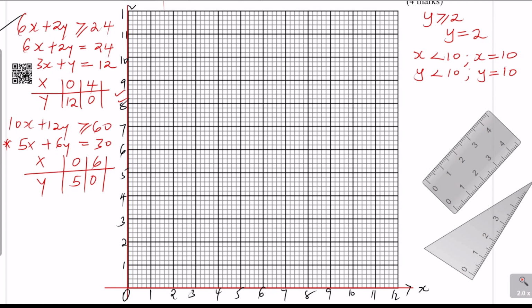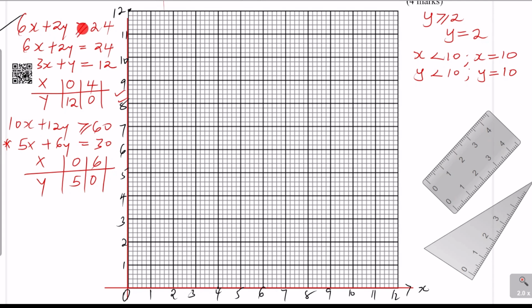So we go to the first line. The first line is here, 0, 12. 0, 12 is here and here. So this one is 12, so 0, 12 will be here. And then the next one is 4, 0. 4, 0 is here. So that line should be continuous.